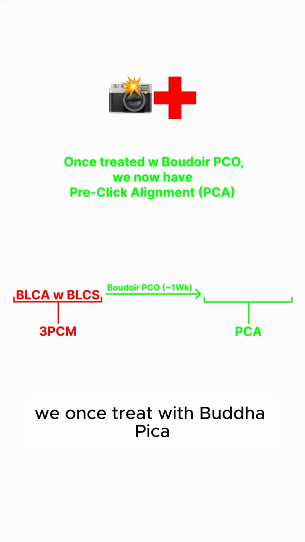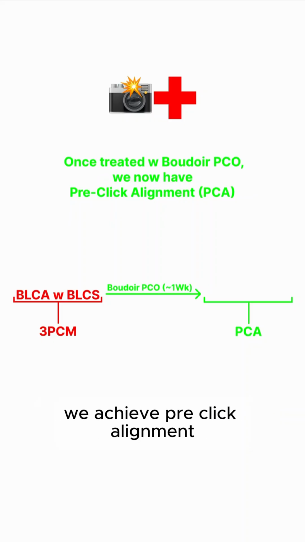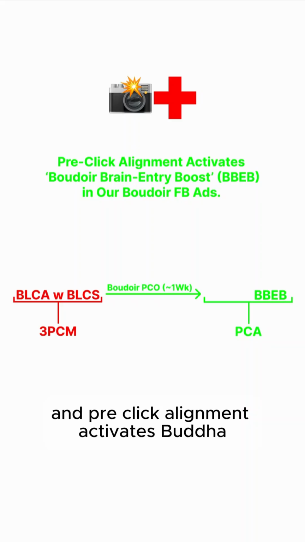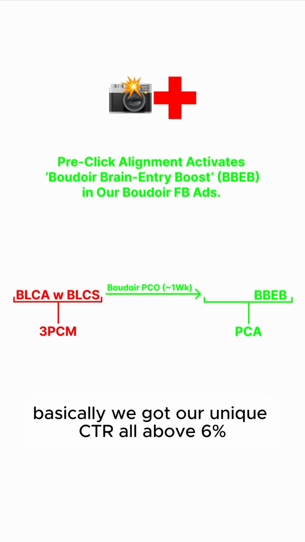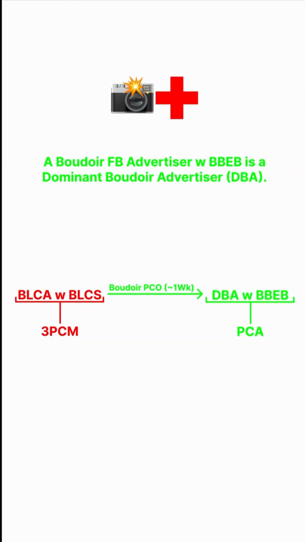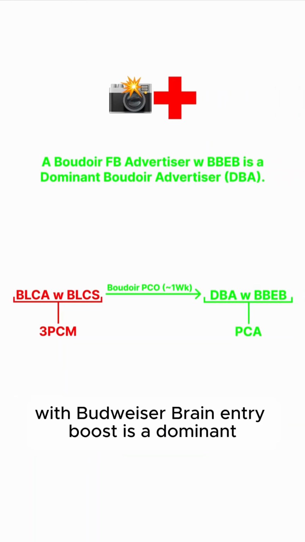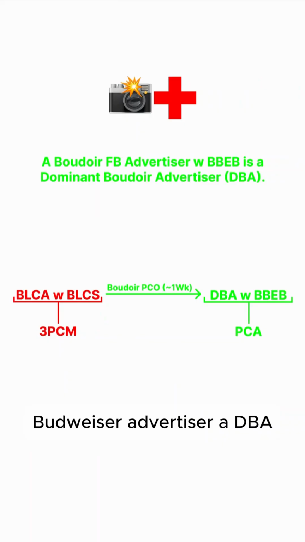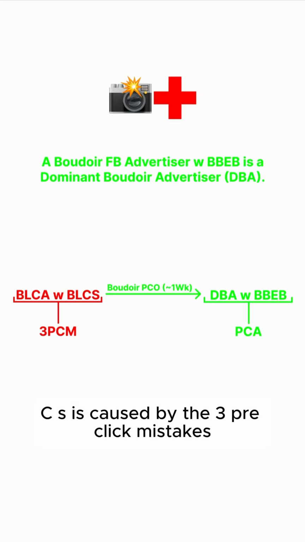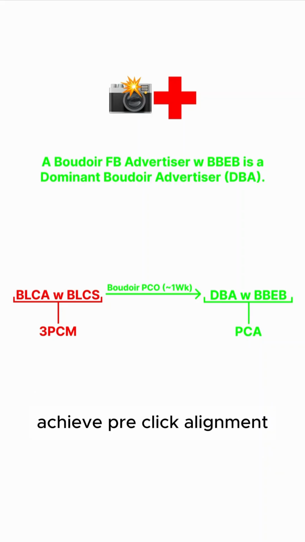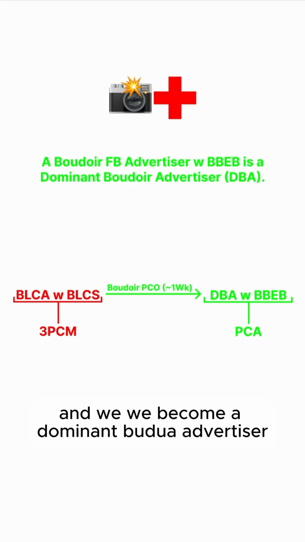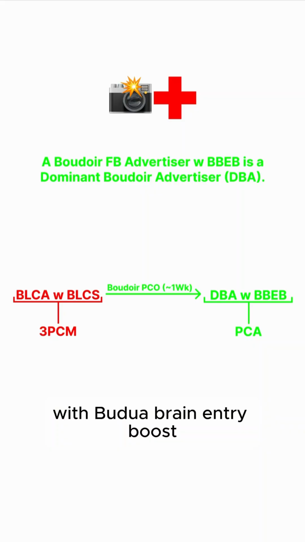Once treated with boudoir Pico, we now have pre-click alignment. So we get rid of the 3 pre-click mistakes, we achieve pre-click alignment. And pre-click alignment activates boudoir brain entry boost in our boudoir Facebook ads. Basically, we get our unique CTR all above 6%. And a boudoir Facebook advertiser with boudoir brain entry boost is a dominant boudoir advertiser, a DBA. So it's our full universe here. A BLCA with BLCS is caused by the 3 pre-click mistakes. Easy enough, treated with boudoir Pico, takes about a week. Achieve pre-click alignment, and we become a dominant boudoir advertiser with boudoir brain entry boost.